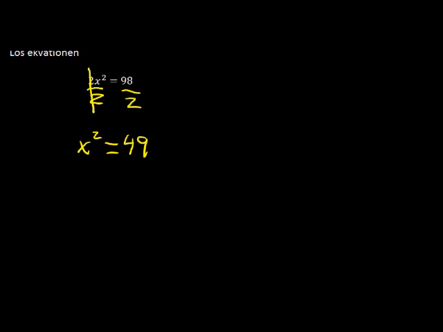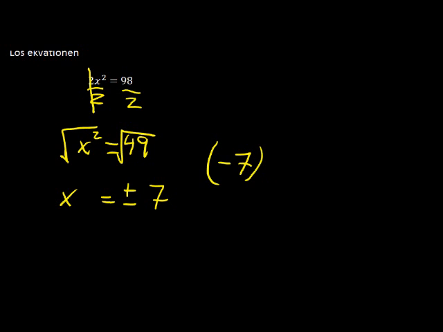Okay. The next part is going to be kind of easy. Take the square root of the one side and the square root of the other. That'll leave an x here. And what we're going to get now is two solutions. We're going to get positive 7 and negative 7. Because if you take negative 7 times negative 7, you still get positive 49. And of course, 7 times 7 is also 49.